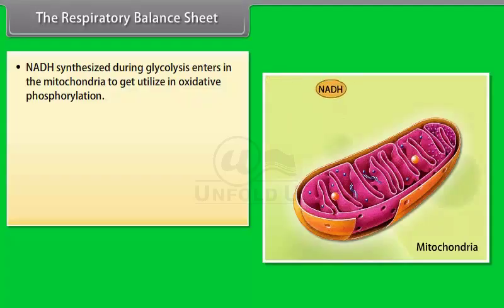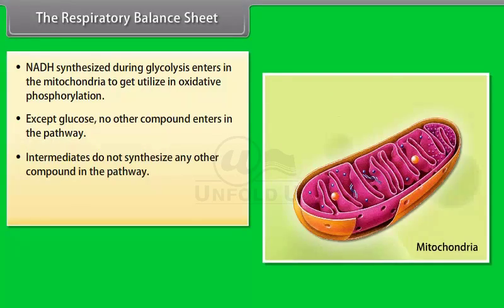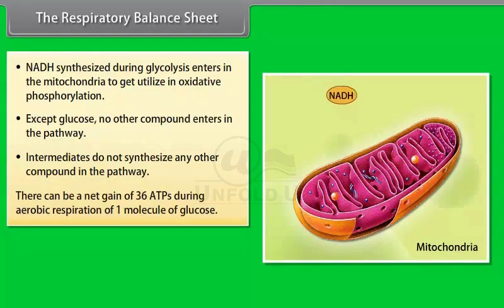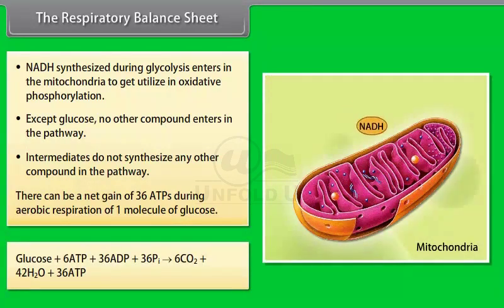NADH synthesized during glycolysis enters the mitochondria to get utilized in oxidative phosphorylation. Except glucose, no other compound enters the pathway. Intermediates do not synthesize any other compound in the pathway. There can be a net gain of 36 ATPs during aerobic respiration of one molecule of glucose. Glucose + 6 O2 + 36 ADP + 36 Pi gives 6 CO2 + 42 H2O + 36 ATP.